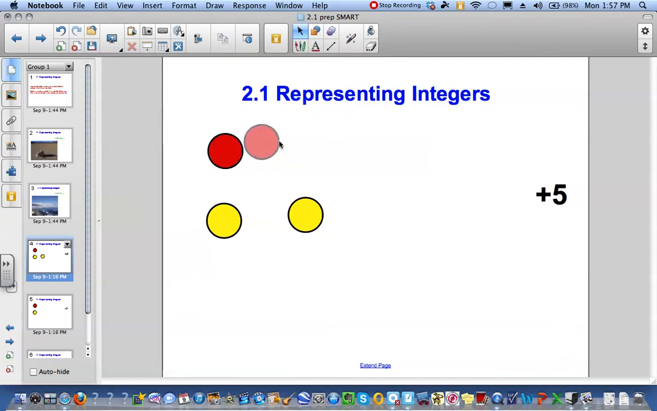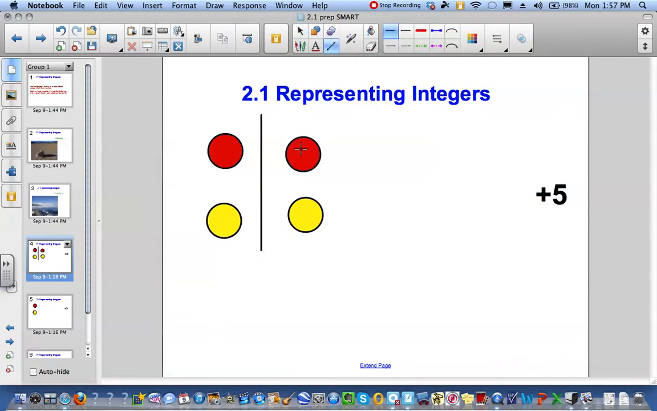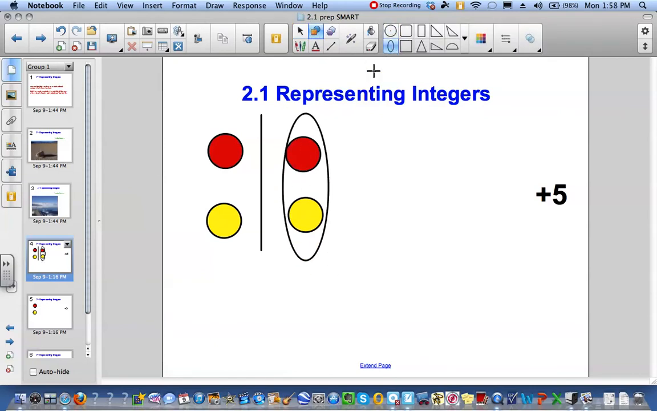If I were to then bring out a negative, I would then be dealing with 0. I now have 0. Negative 1 and positive 1 cancel each other out to make 0. This right here is called a zero pair. These two together are called a zero pair. They cancel each other out. Negative 1, positive 1. If you add them together, they make 0.